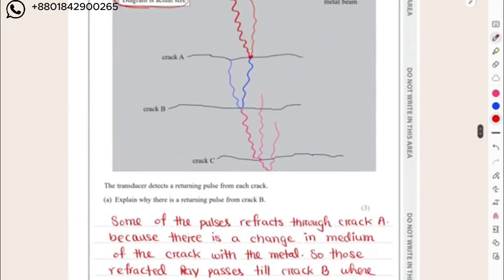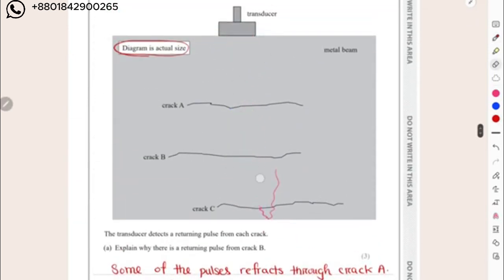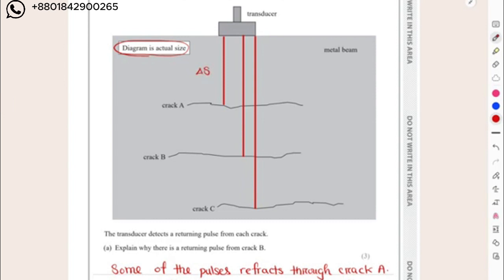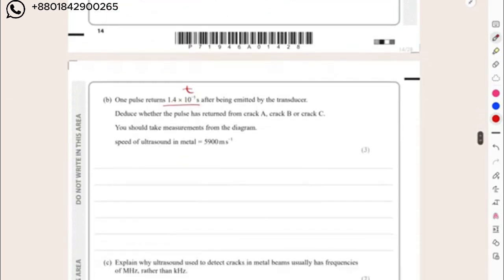If I go back to the diagram again, I'll just erase these diagrams, erase this movement of your rays. This is the average distance from the top surface, from the transducer to crack A. This is again the average distance from the transducer to crack B, and this is the average distance from your transducer to crack C, right? In this, now we have to find out this distance. Obviously, as this is an actual diagram, we have to use your scale and find out this distance, which I cannot. So I'll just carry out that calculation over here.